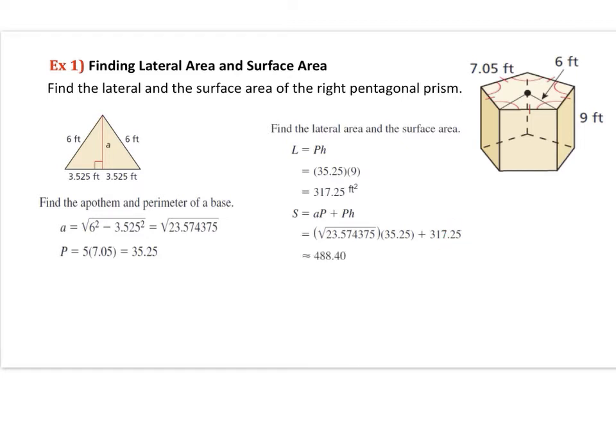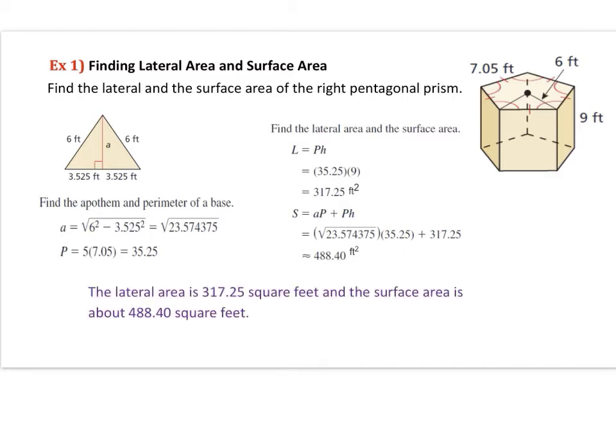So you get a total surface area of about 488.40 feet squared. So the lateral area is about 317.25 square feet, and the surface area is about 488.40 square feet.